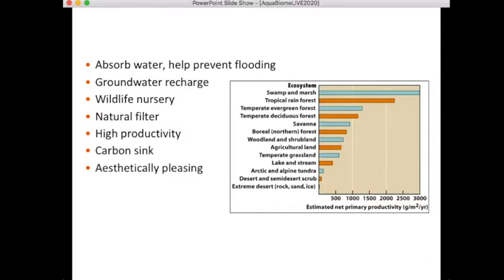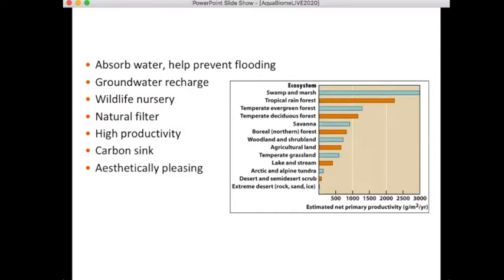Here you can see the different things that wetlands do for us. They absorb water, they're reservoirs. They help fill up our groundwater then. When the groundwater gets low, water from the wetlands can seep in. They're a wonderful habitat for so many species, both plant and animal. So they have great biodiversity. They naturally filter polluted water through their roots and through their soils to make clean groundwater.